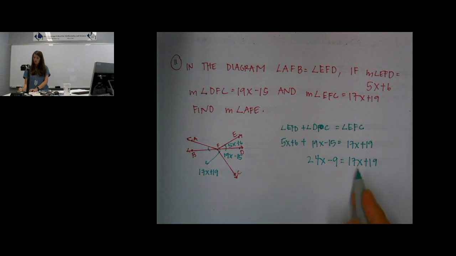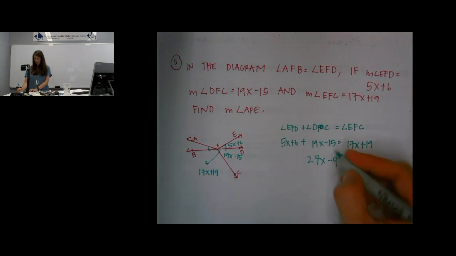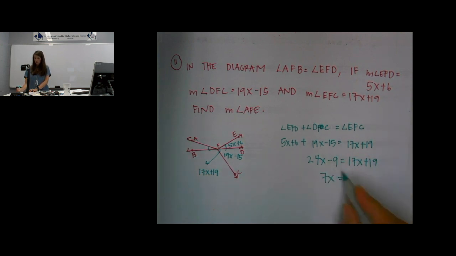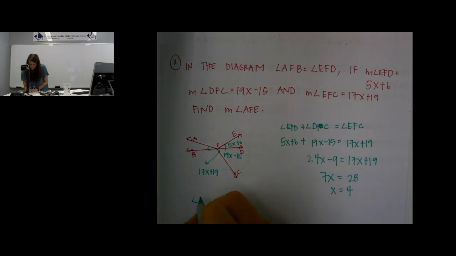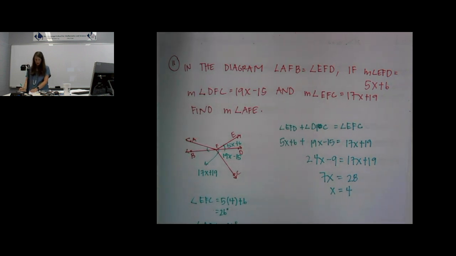Well, let's switch some sides. So subtract the 17 with that 24, so it's going to be 7x. And add, so it's going to be 28. So x is going to be equal to 4. Okay? All right, so now if I can find angle EFC, which is going to be 5 times 4 plus 6, so it's going to be 26 degrees. Then also angle AFB is going to be 26 degrees.